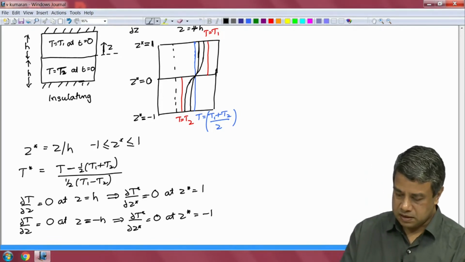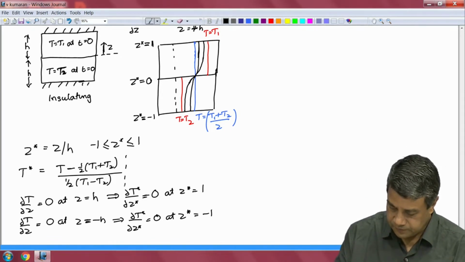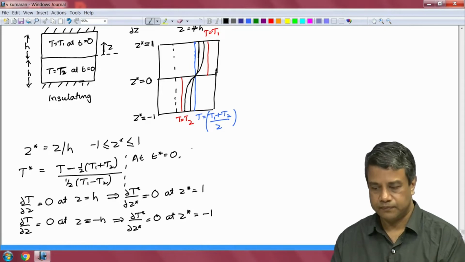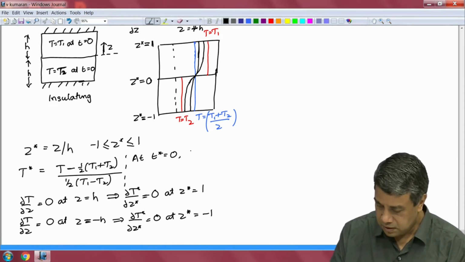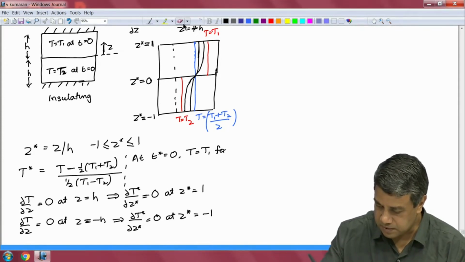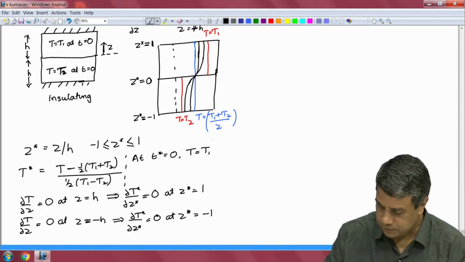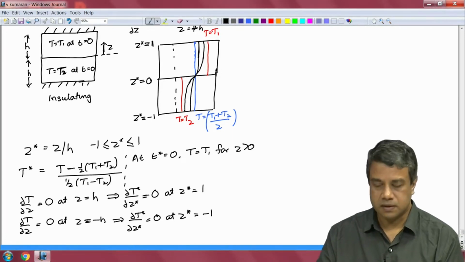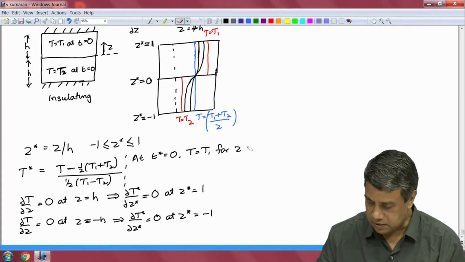What is the initial condition? At T star is equal to 0, the initial condition is T is equal to T1 for the top slab, for Z greater than 0.